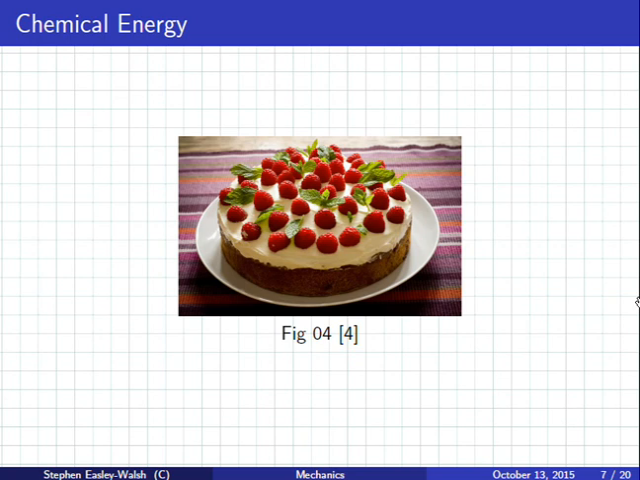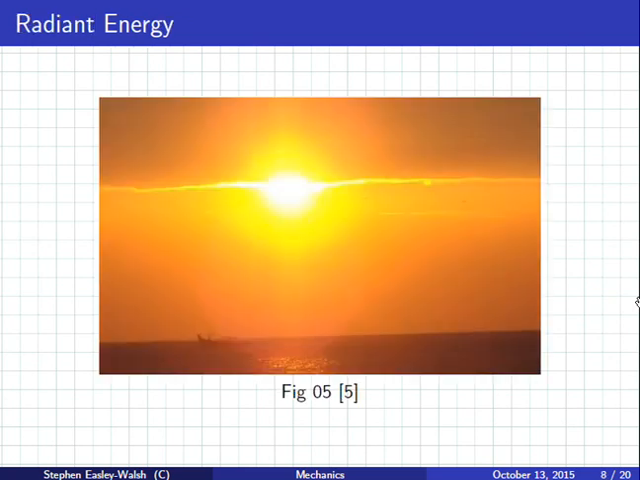So that's what happens when you eat food. The bonds are broken, and you get the energy. Fruit and anything, of course. But we won't talk much about that.